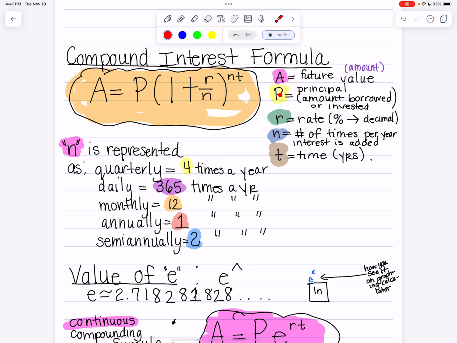Next letter is P. It's the principal. It's the amount of money you start off with. It's the amount of money you borrowed or you invested. Always what you start off with is what we call our principal. R is rate.